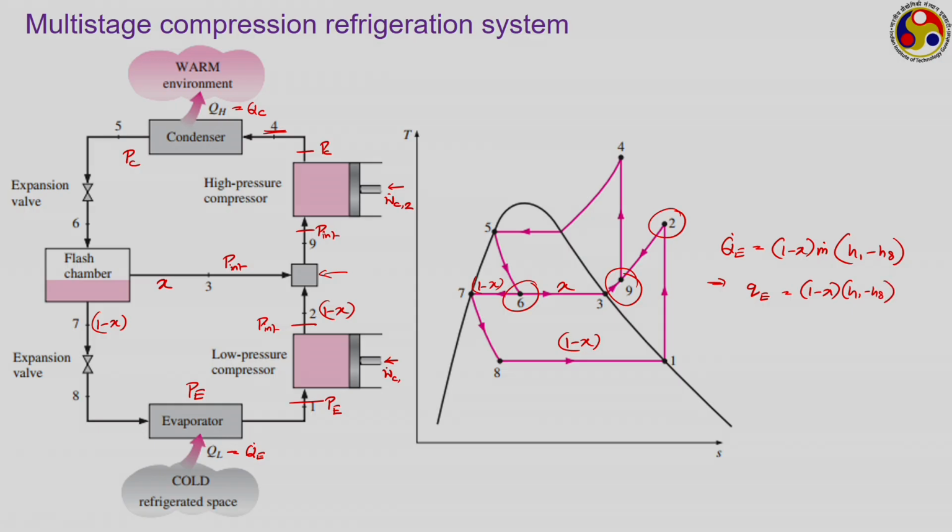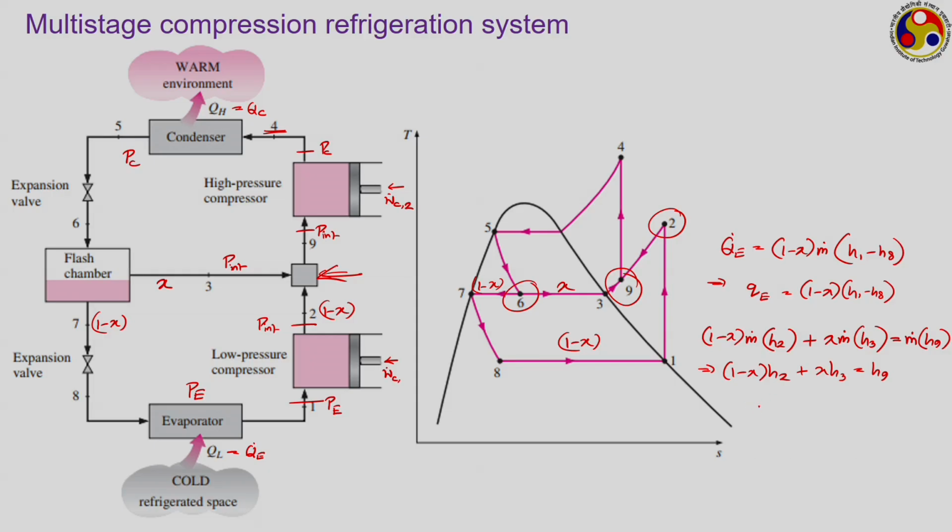And similarly, at point number 9, that is in the mixing chamber, we have an energy balance going on. How can you write that? The amount of energy coming from the compression side is 1 minus X into m dot, this is the mass, into its enthalpy H2, plus the one coming from the flash chamber is X into m dot, coming with enthalpy H3. They mix with each other to get the final mass m dot, coming with state point H9. So, if you remove m dot from there, 1 minus X into H2 plus X into H3 is equal to H9. So, from there we can identify the location of point 9 if we know 2 and 3.